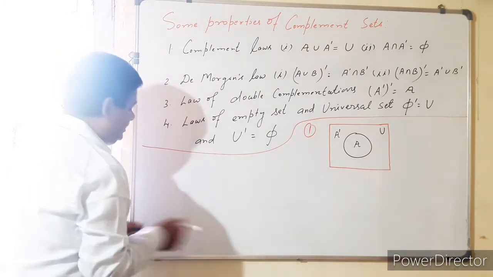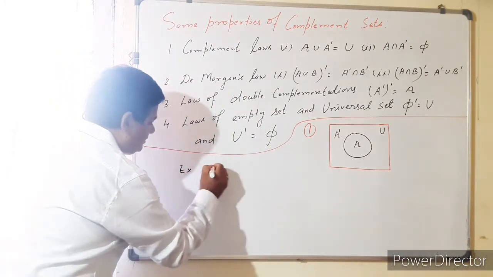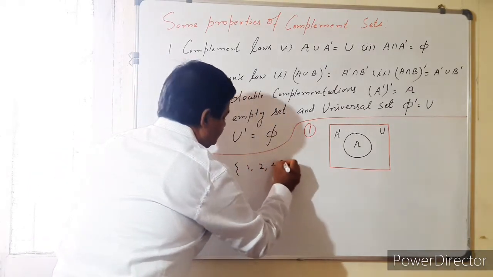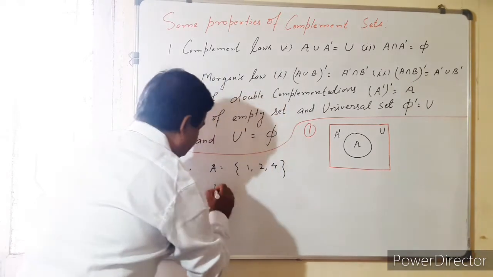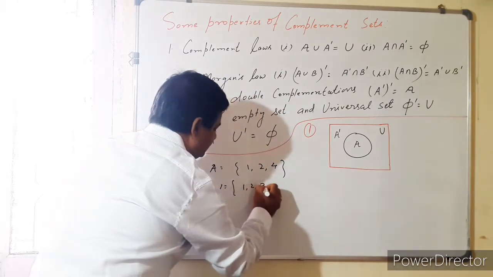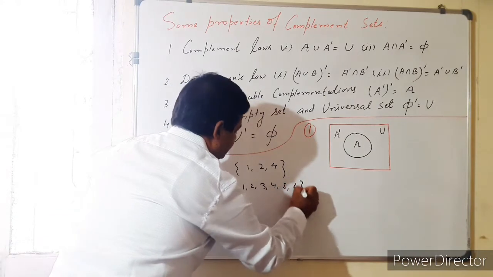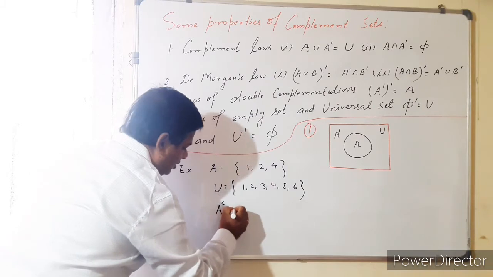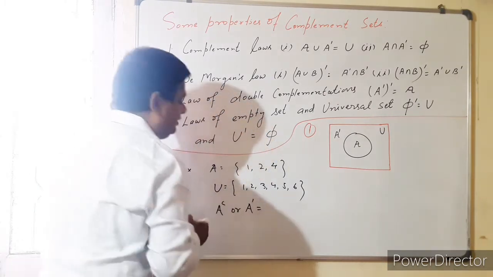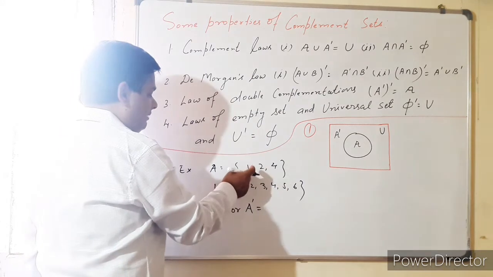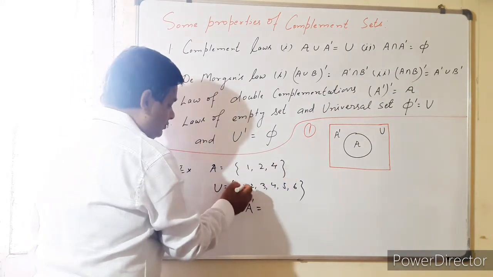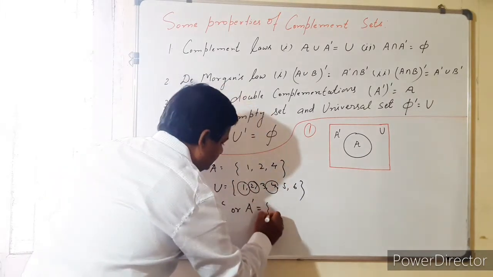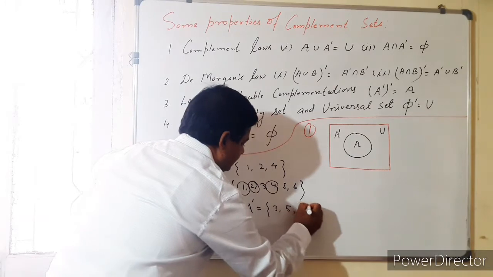For example, suppose set A is equal to {1, 2, 4} and the universal set U is {1, 2, 3, 4, 5, 6}. Then A complement, or A dash, is equal to: leave all these elements 1, 2, 4. So remove 1, remove 2, remove 4, and you will get 3, 5, 6.